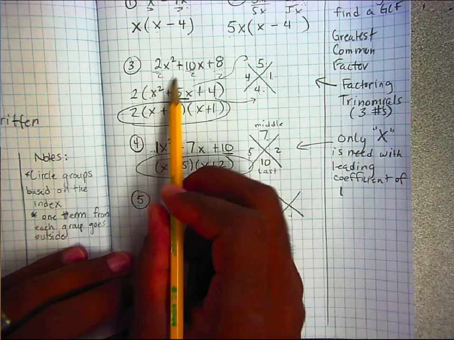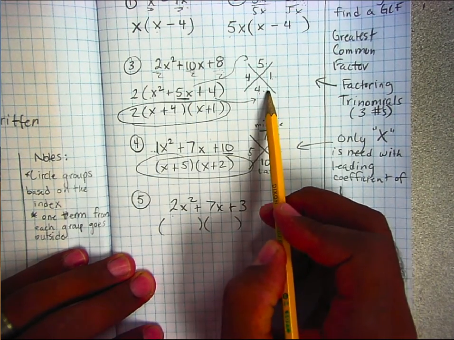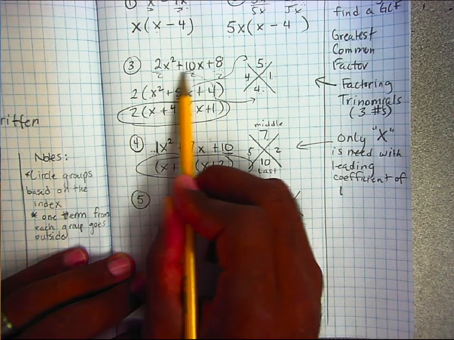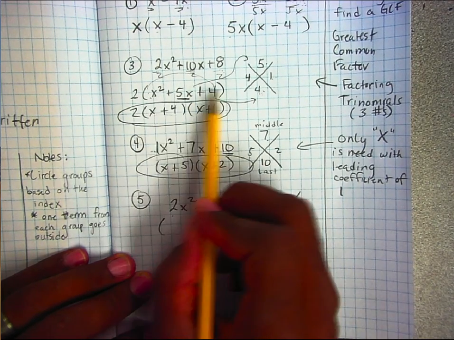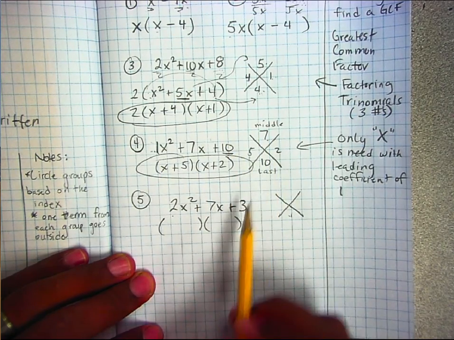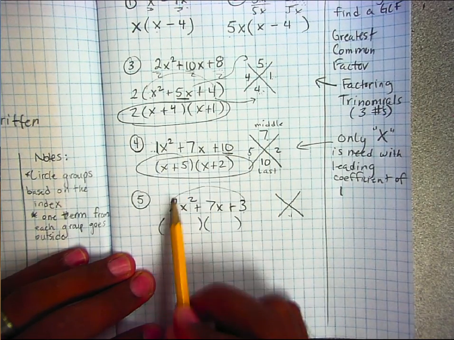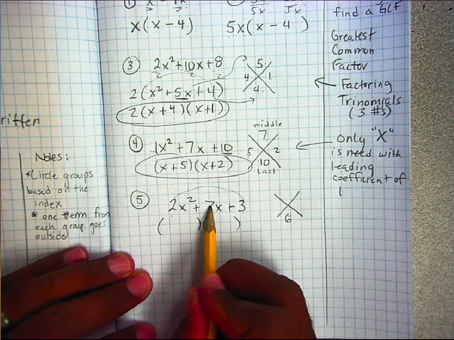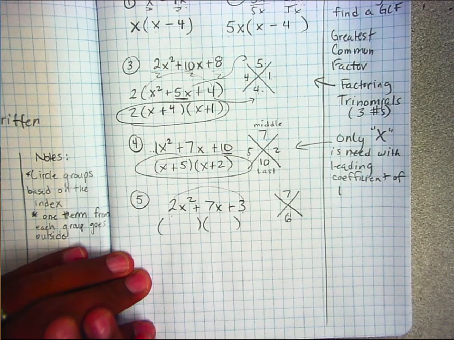Technically, if I go back and look at these, the last number that goes here is really the last number times the first number. So if I did 4 times 1, that's just 4. If I did 10 times 1, that's just 10. In this case, I have a number in the front. So 2 times 3, that's 6. And then the 7, the middle number, still just goes on top.